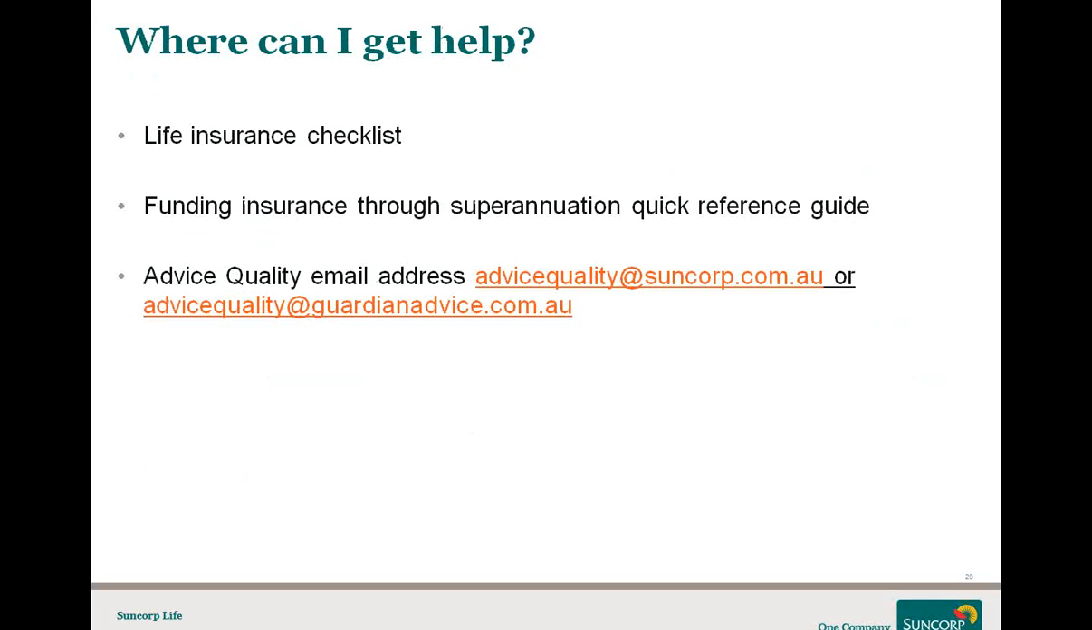Where can you get help if you have any questions about these new requirements when doing insurance recommendations? On the Advisor website, there is the life insurance checklist. This is based on ASIC's report into the life insurance industry, and it outlines what should be considered when making insurance recommendations to clients. It is a 4-page checklist, so it's not a mandatory checklist that you have to complete and retain on every client file. However, it's a really good tool to refer to when you're making insurance recommendations, to make sure that you've considered everything that ASIC have highlighted they expect advisors to be considering.